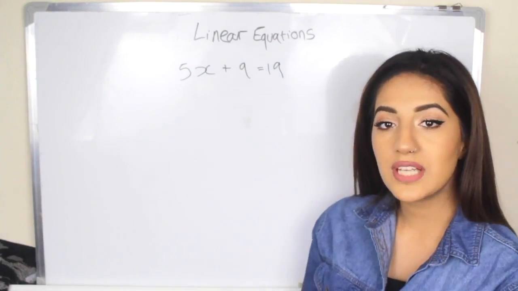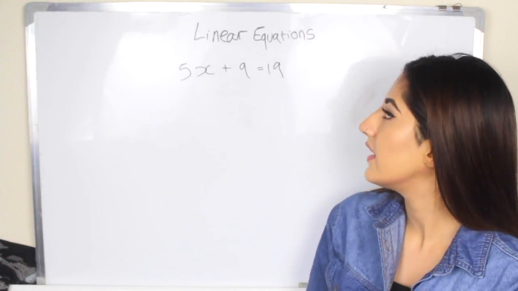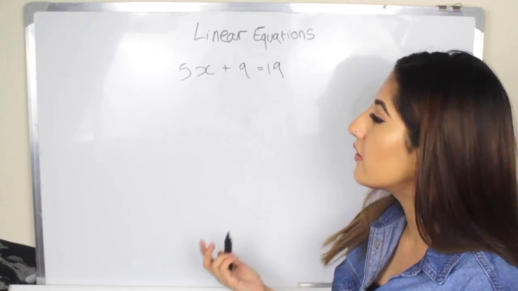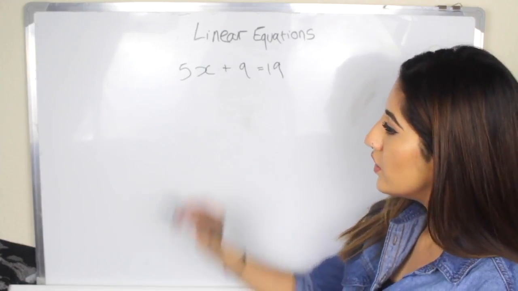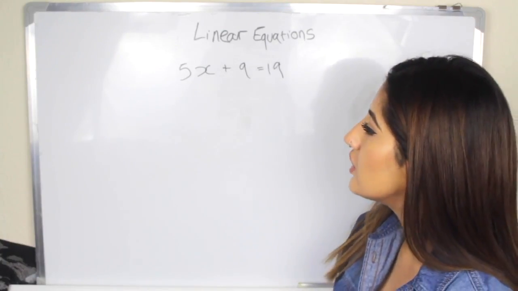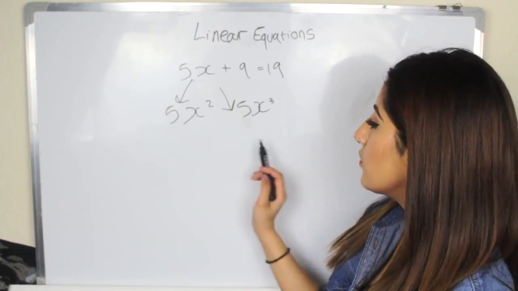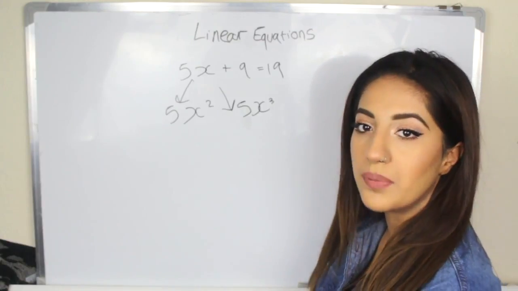Everyone, and welcome back. So for today's video we're going to learn how to solve a linear equation. We have this equation here. We're going to start off by figuring out what a linear equation is. So a linear equation is an equation in which the x has no power. So for instance, if this was 5x squared or 5x cubed, then this would not be a linear equation.